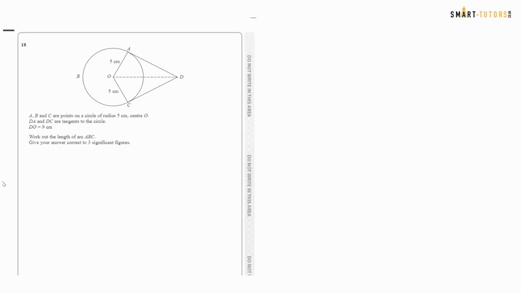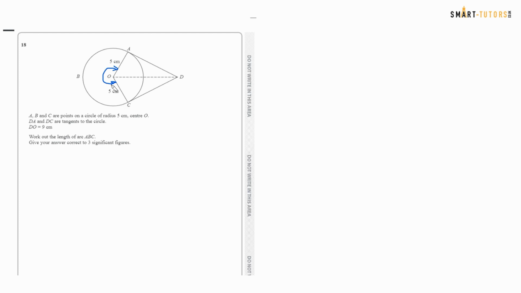Question number 18. A, B and C are points on a circle of radius 5 cm, center O. DA and DC are tangents to the circle. DO equal 9 cm. Work out the length of arc ABC to 3 significant figures. So to find out the arc length, we need the angle of this reflex angle. So the arc ABC means the reflex angle, and this is the arc ABC.